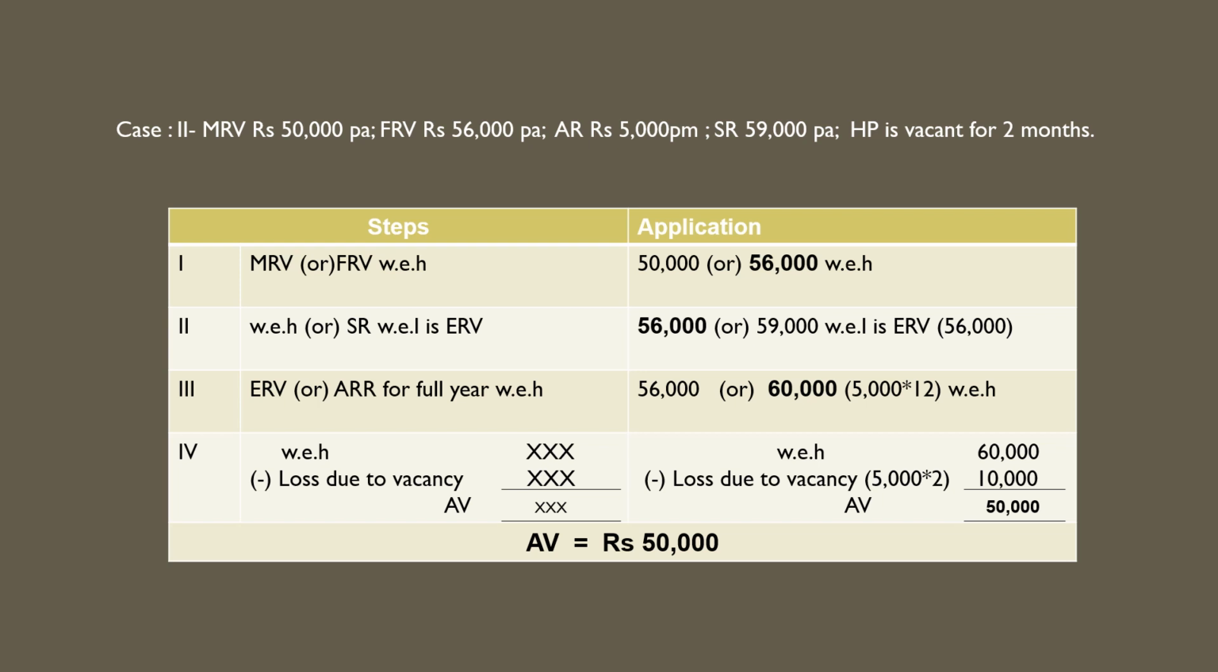When the house is vacant, then there is an additional step, which is the fourth one, wherein the highest amount, that is 60,000, will be reduced by the loss that has occurred to the owner due to the vacancy. Now here in this case, we know that the house is vacant for 2 months and the actual rent is 5,000 per month, which sums up to 10,000 as vacancy. So the annual value will be 60,000 minus 10,000, which is 50,000.